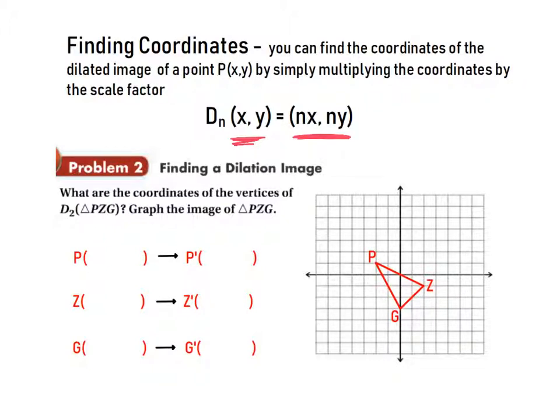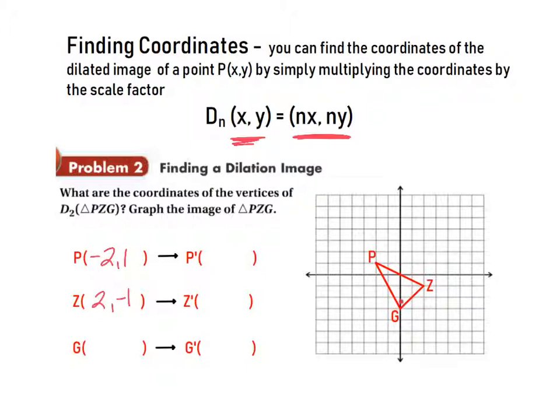So let's try this PZG triangle here. I'm going to start off with P, and I'm going to write the original coordinates. P is going left 2, up 1, so that's (-2, 1). I'm going to go ahead and just do all the coordinates and then I'll come back. Z, this one is over 2, down 1, so that's (2, -1). And then we have G.